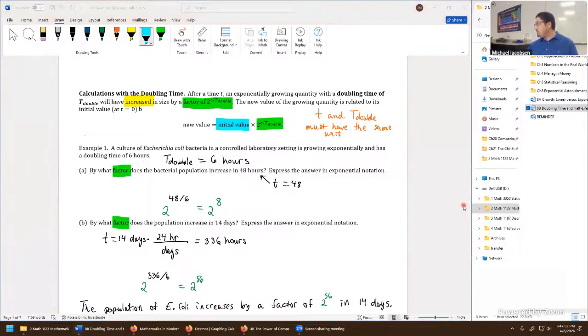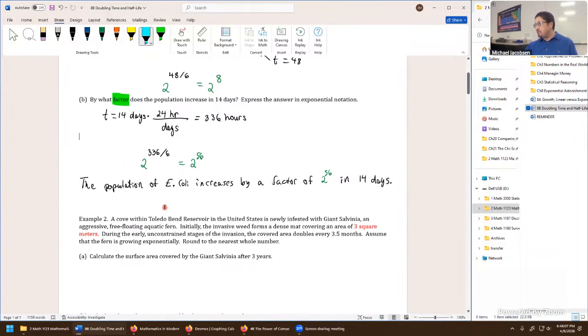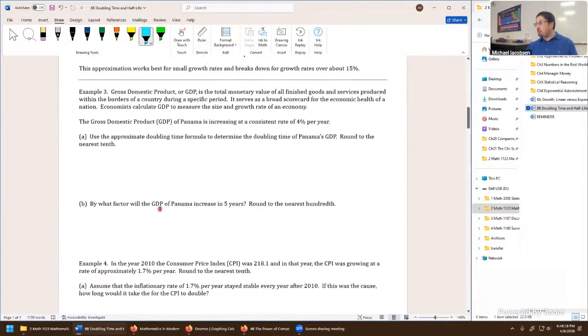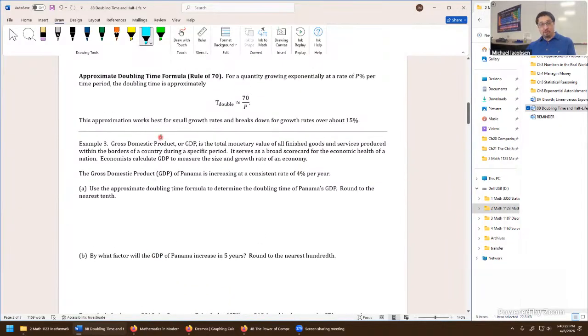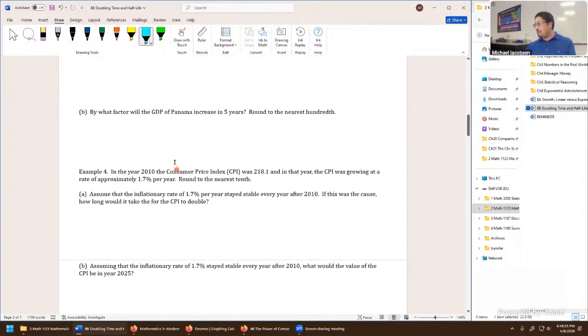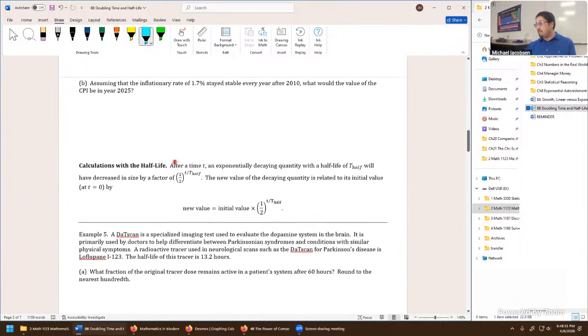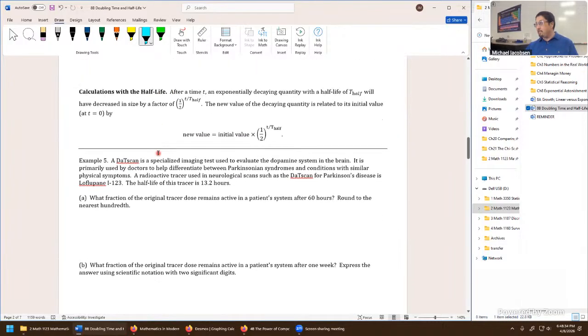Echo says, do the doubling time and half-life calculations mostly have to do with calculating the life of bacteria? It kind of depends. There's going to be problems that have things like these, populations of things growing, say bacteria. The next one is not about bacteria, but this is about a plant growing and invading a territory. But when we think about decay, this is still growth, the gross domestic product going up. This one is the consumer price index going up with an exponential growth model. Finally, we go to half-life where the decay models are coming up.